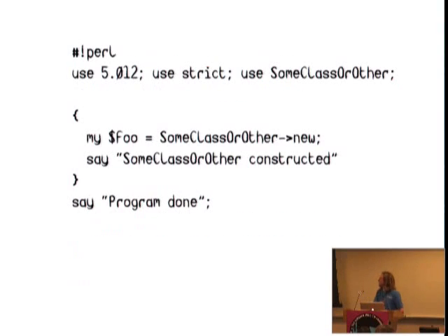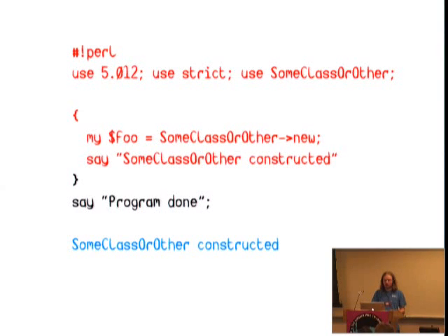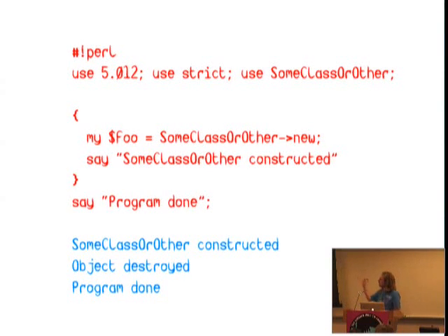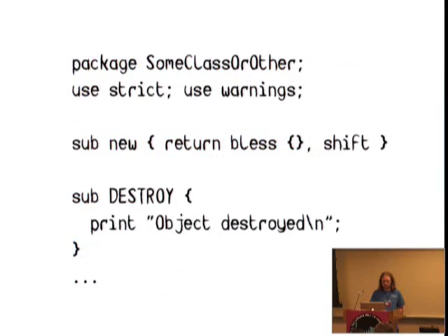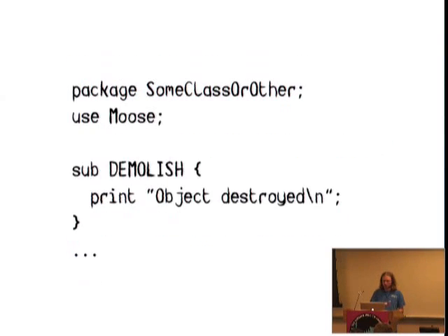So if we look at that running an example, we create it. We can print something else to show where we are. Then when we fall out of this block here, the foo falls out of scope, is garbage collected, and our destroy routine is triggered, causing "object destroy" to be printed out, and then we can print out "program done". So it's a kind of hidden statement you don't get to see. There's no code there, but it happens. And of course, Moose being Moose, it's not called DESTROY, it's called DEMOLISH, but let's not worry about that. It's just the same thing.